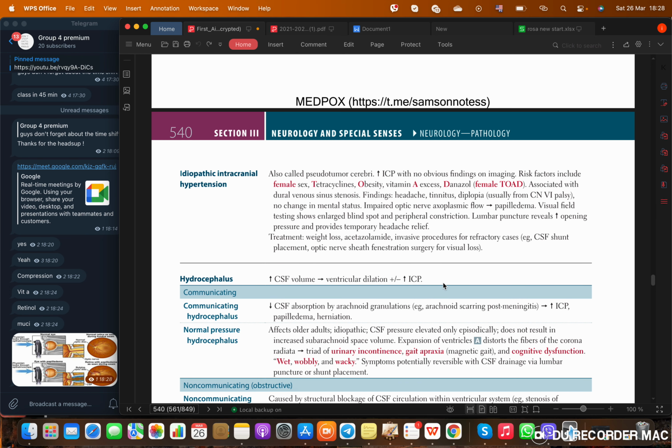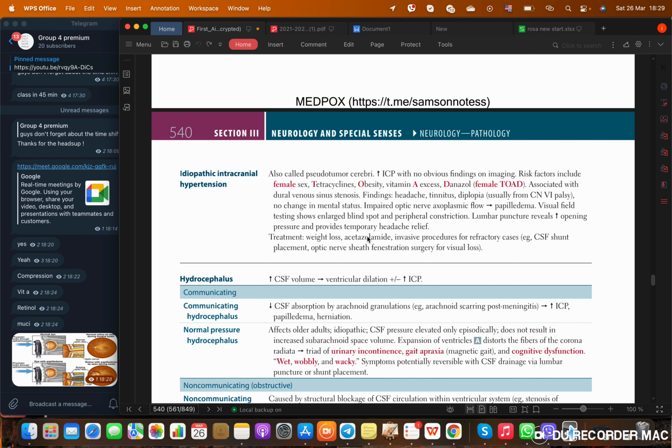The next thing to speak about is as follows. Visual field testing shows an enlarged blind spot and peripheral constriction. Basically, guys, all of us have a blind spot, which is located exactly where the optic nerve exits. But when it becomes bigger, that's a sign of papilledema. Lumbar puncture reveals increased intracranial pressure and provides temporary headache relief. Why? Because you are decreasing the CSF.